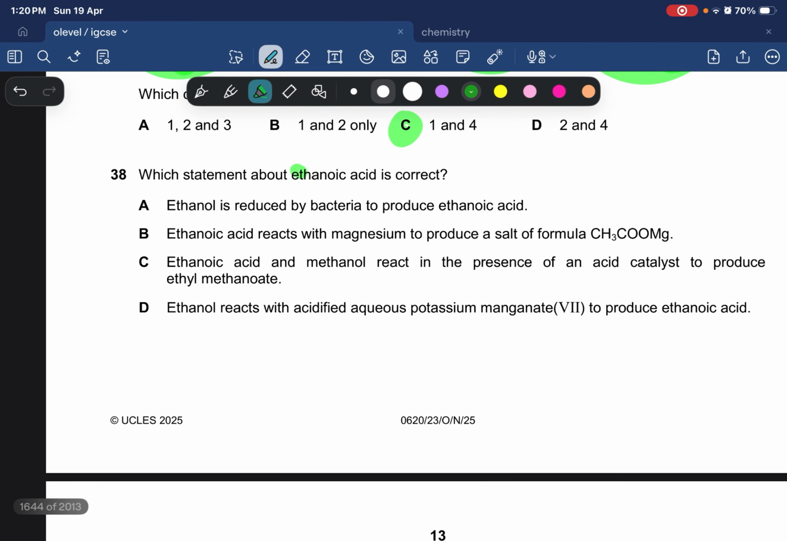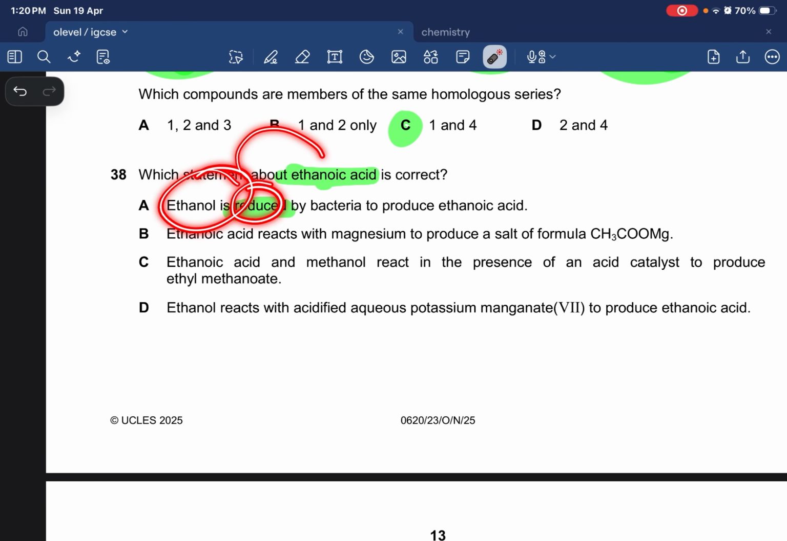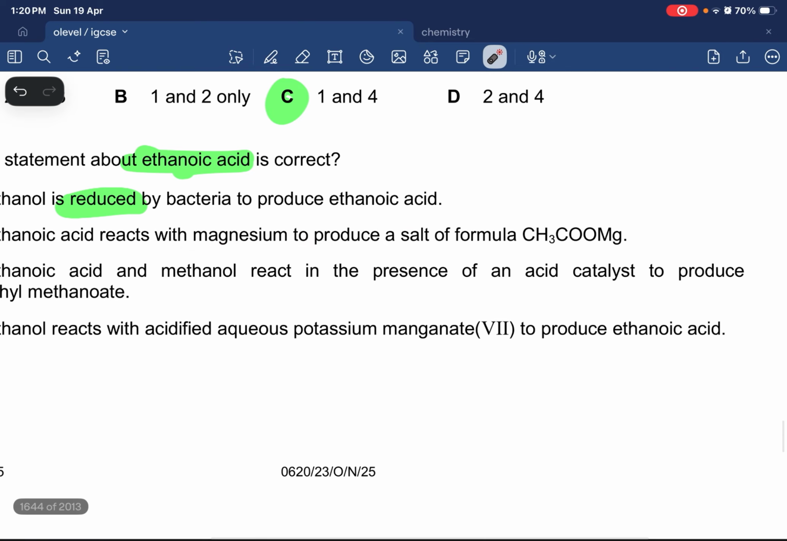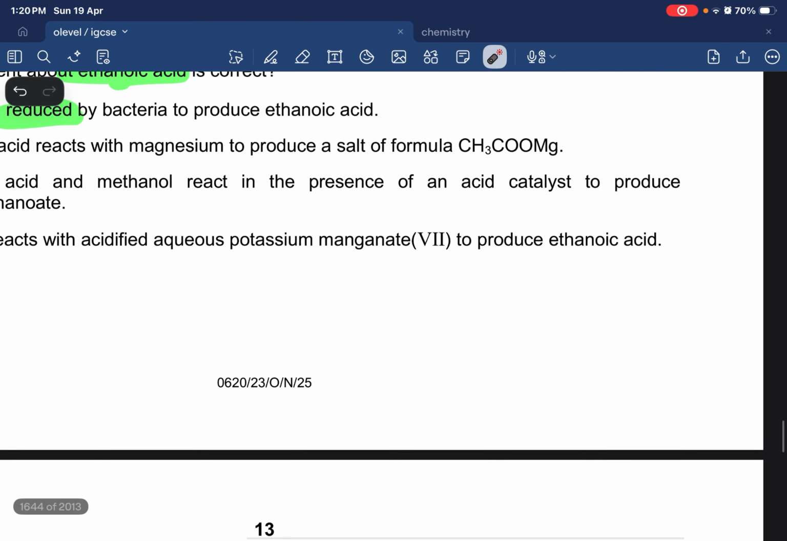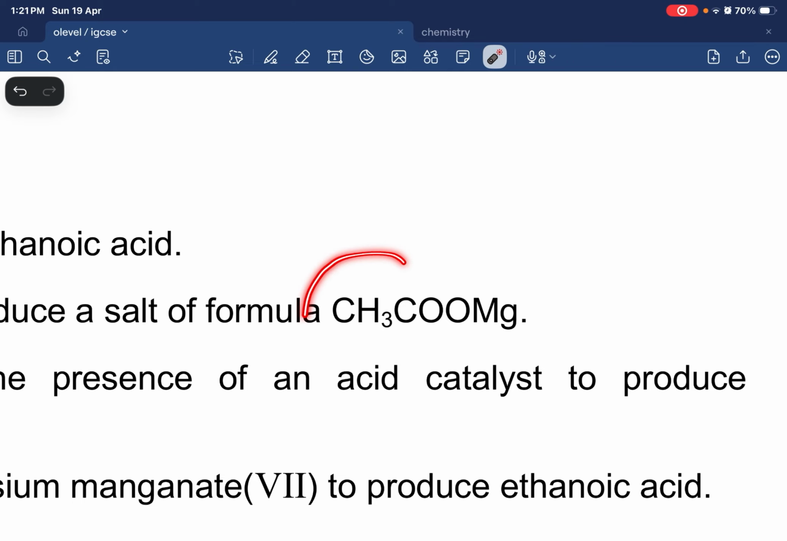Which statement about ethanoic acid is correct? Ethanol is reduced by bacteria, no, oxidized by bacteria. Ethanol oxidizes to form ethanoic acid. Ethanoic acid reacts with magnesium to form a... This formula is incorrect. Why is this incorrect? Because look, this is a... What kind of ion is this?